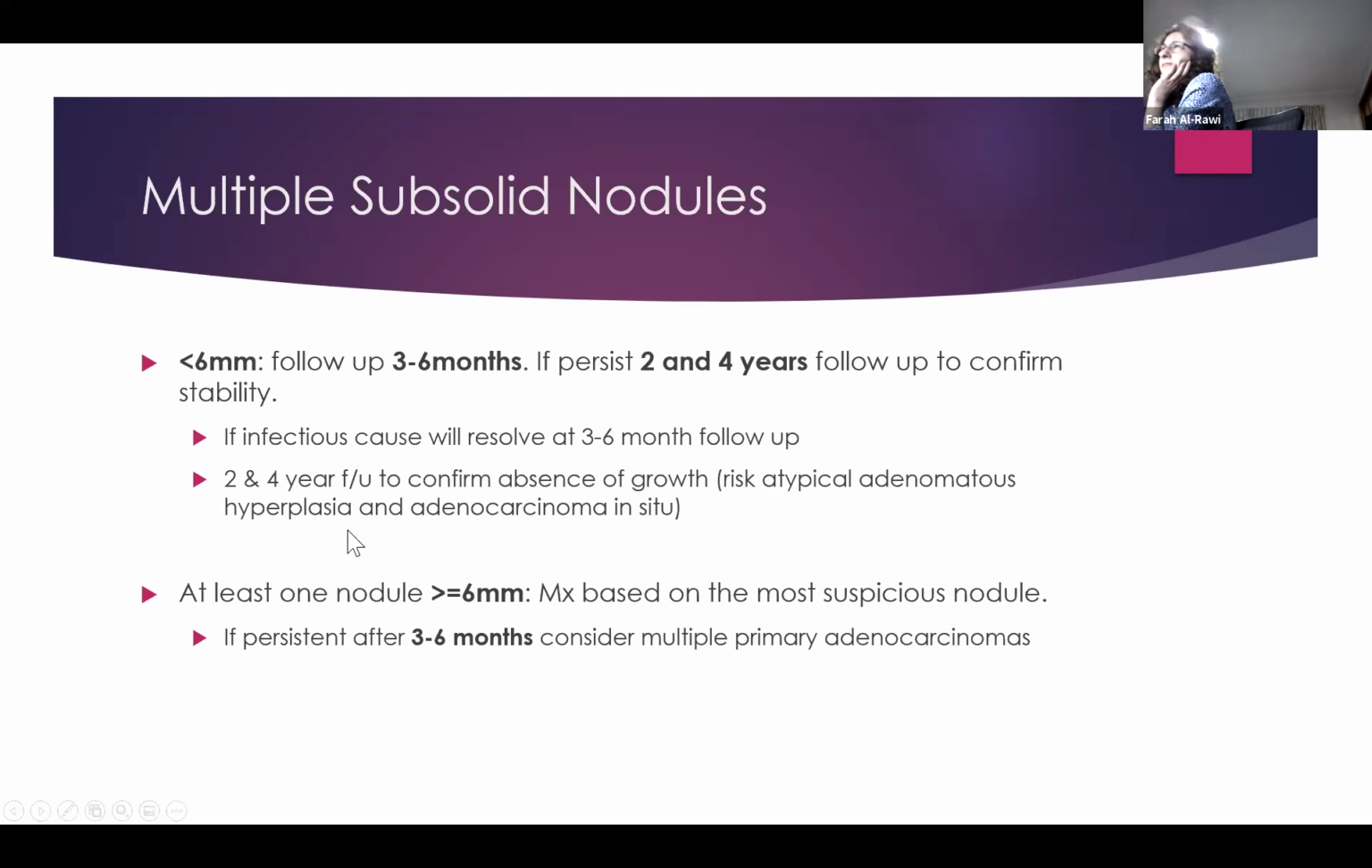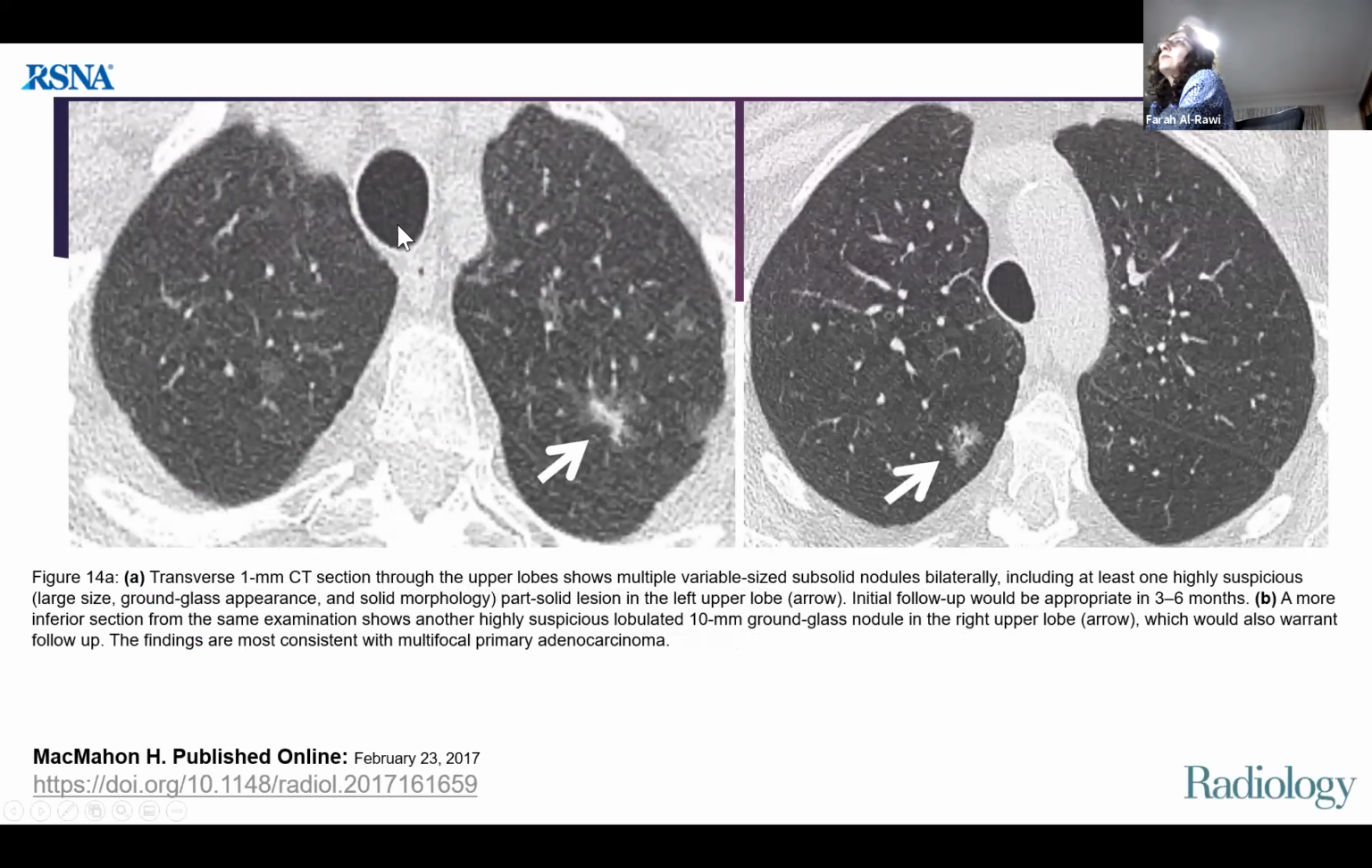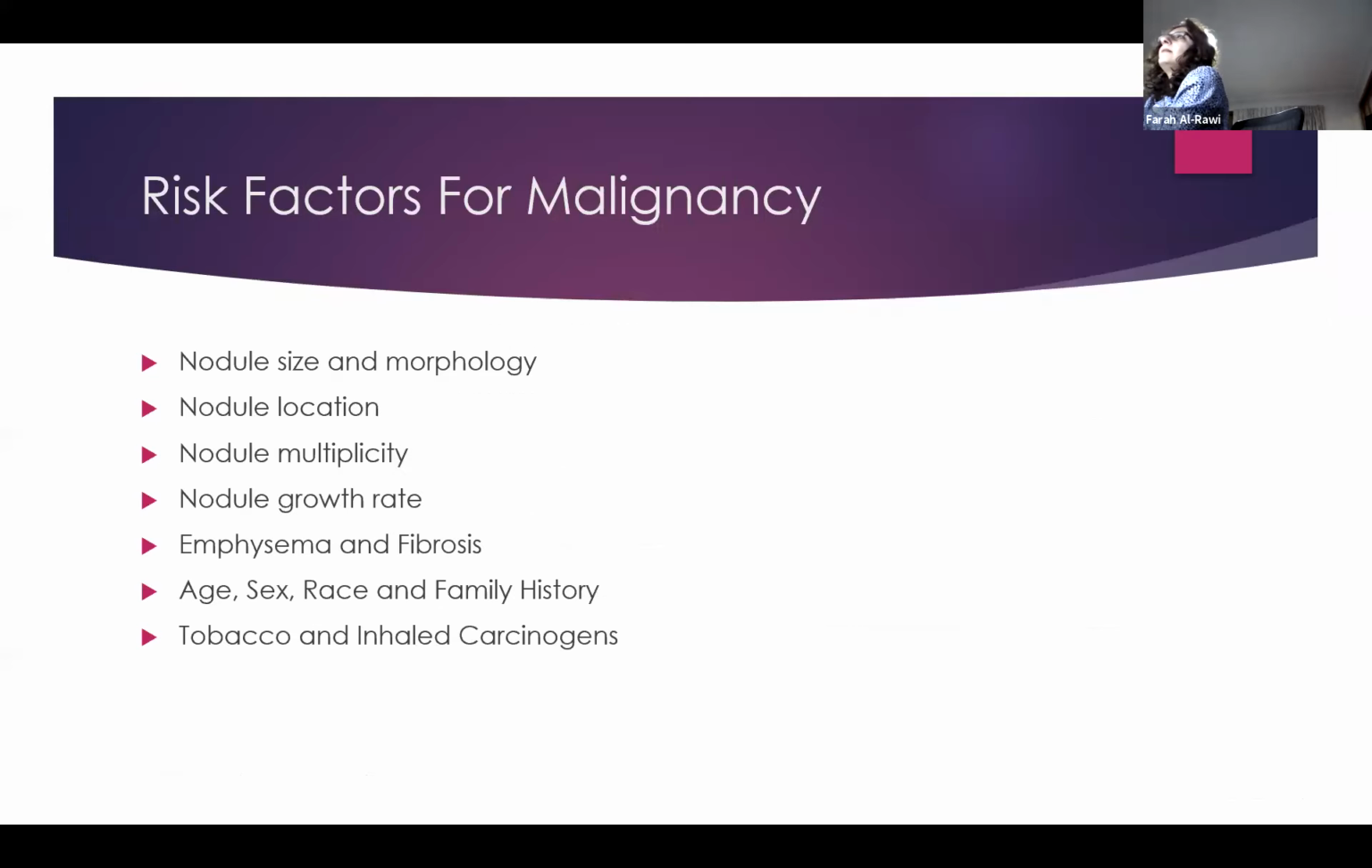And if it's larger, then basically we just do it a bit more often, and then we consider multiple primary adenocarcinomas. And this is just an example of the same patient who's got 2 adenocarcinomas at the same time. And yeah, you can now see how they look. They look basically ground glass, and then they tend to have a slightly more solid center.